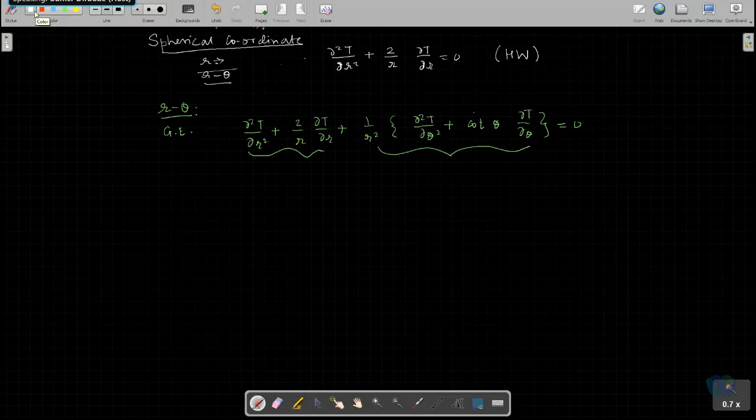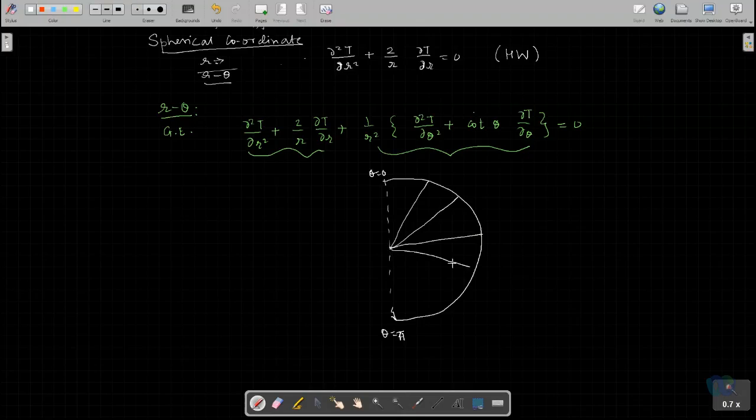Now in this case, you can have a grid like this. I'm showing one part of the grid. This is theta equal to 0, and this is theta equal to pi, 180 degrees. So this becomes the theta grid. These all have the same delta theta. While drawing, it may not appear like they have the same delta theta, but all have the same delta theta.